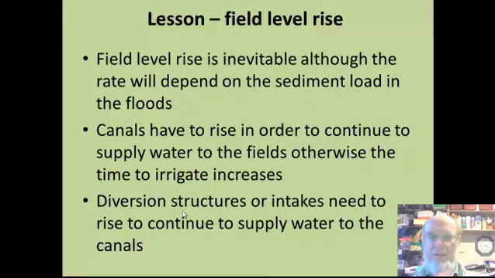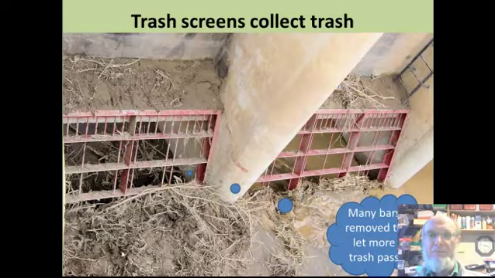Diversion structures or intakes also need to rise to continue to supply the water to the canals. Trash is another problem that affects most spate irrigation schemes. Here we have an example of the trash screen at an intake. Originally the bars were about 10 centimeters apart and they blocked up very quickly. You can see the problem with the trash. So they've ripped out most of the bars and now it takes a bit longer to block up.